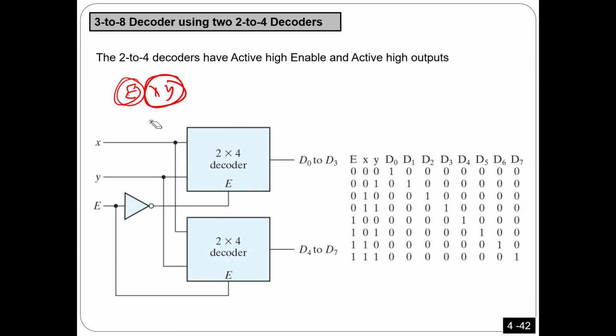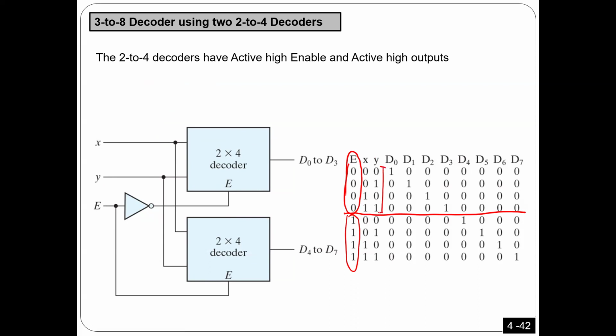The best way to understand this part is to look at the table here. I'm gonna make a line this way. In this part, enable is 0. In this part, enable is 1. In this part, for X and Y, I'm gonna have numbers from 0 to 3.